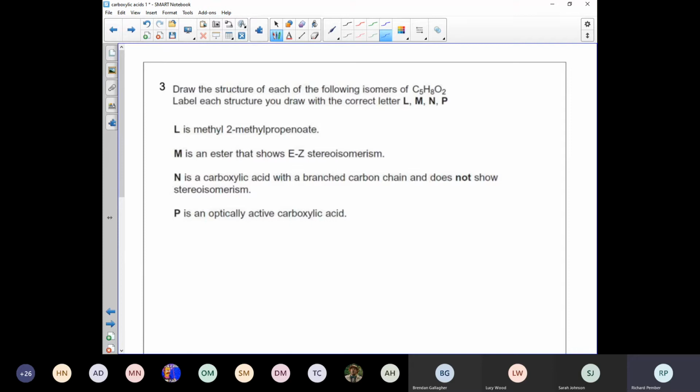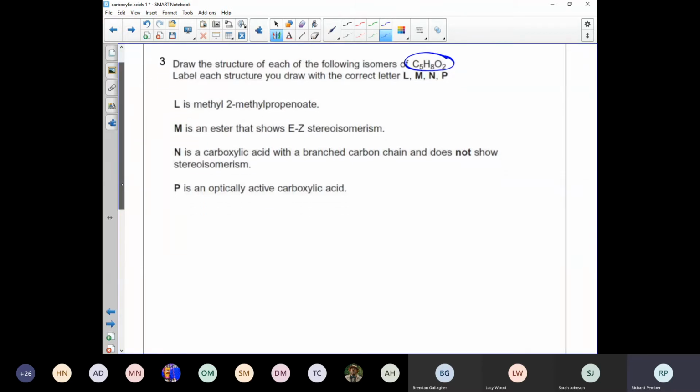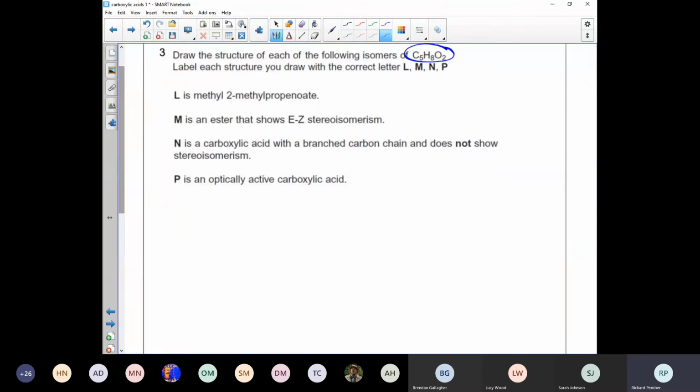Worth just having a read through the information that we've got. So they all share the same molecular formula, C5H8O2. Obviously all our structures have got to comply with that, and then we've got to come up with 4 different structures. The first one is probably the most cut and dried one. So this, either we get this right or we don't.